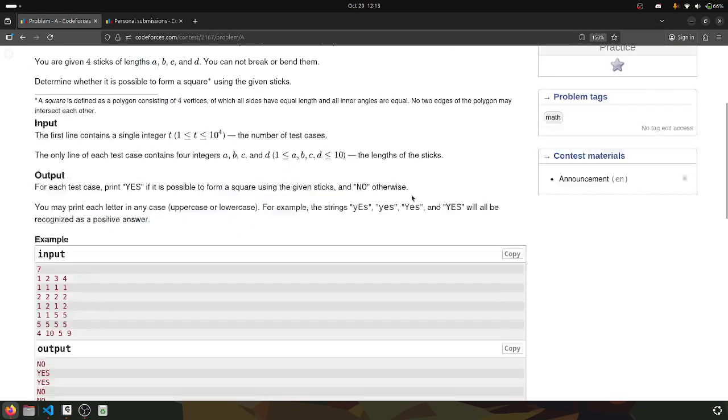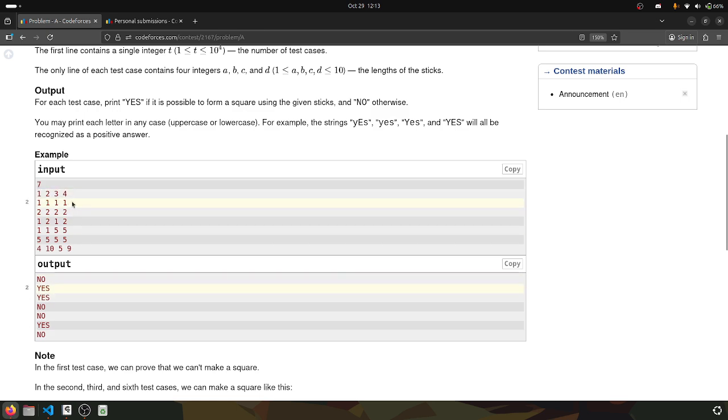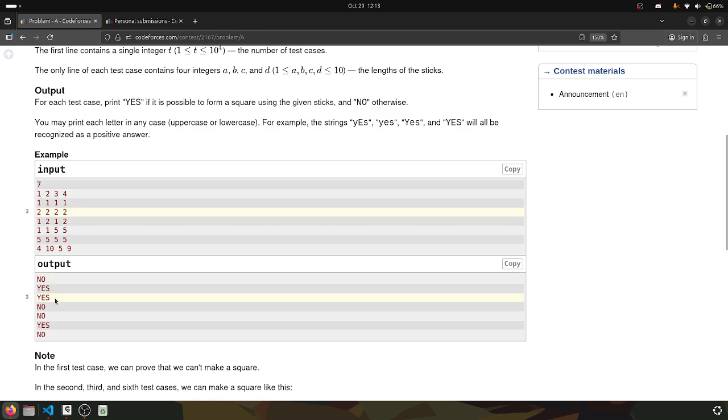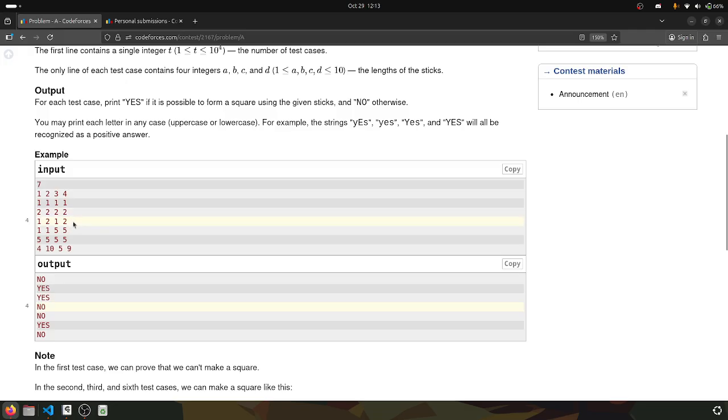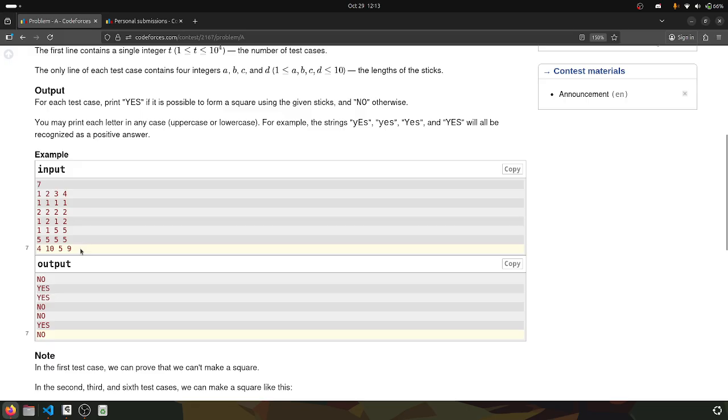We can see the test cases. So 1, 2, 3, 4, since they are different, the answer is no. 1, 1, 1, 1, the answer is yes. 2, 2, 2, 2, the answer is yes. 1, 2, 1, 2, the answer is no. 1, 1, 5, 5, the answer is no. 5, 5, 5, 5, the answer is yes. 4, 10, 5, 9, the answer is no. So I'll show you guys the code for this.